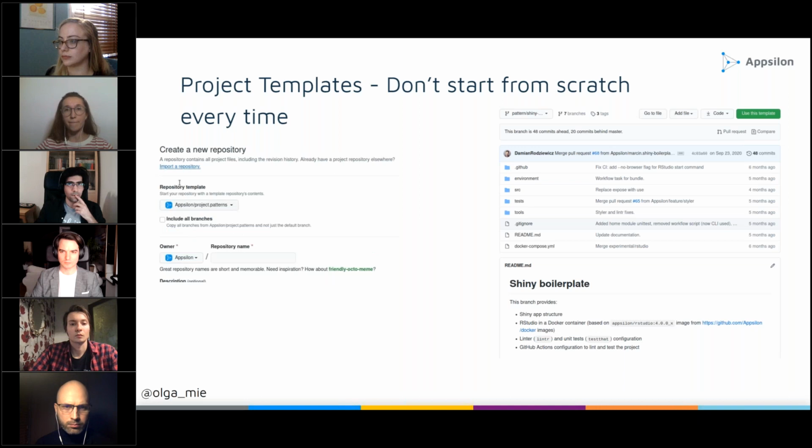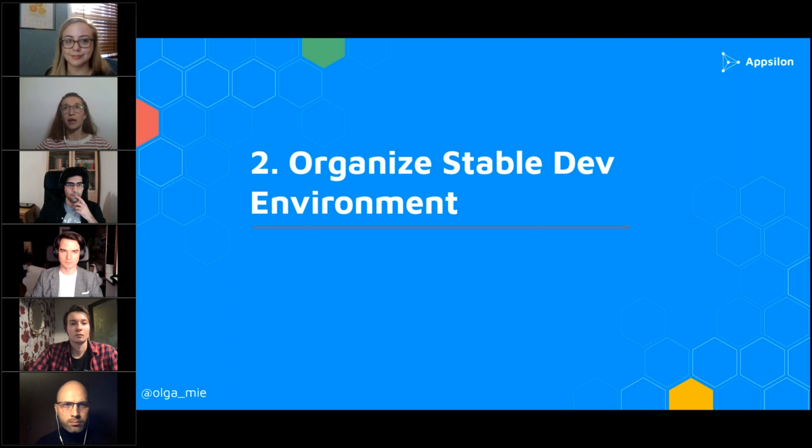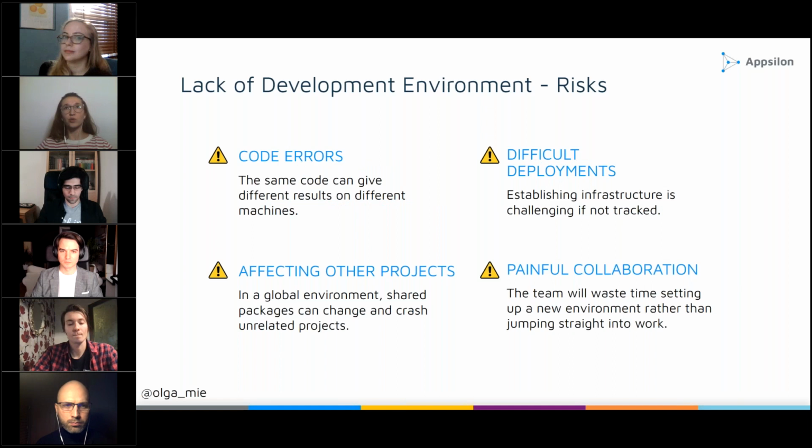Okay, so how should your development environment actually look? Let's start from the other way. So what happens if you don't take care of it? Development environment is a crucial part of working in R, and it's not only shiny specific. Otherwise, you can end up with the same code giving different results on different machines. Other projects can be affected, as in a global environment, a shared package can change and crash an unrelated project. You can imagine the deployment is long and difficult, as establishing infrastructure is challenging if it's not being tracked. And last but not least, the team will waste time setting up a new environment rather than jumping straight to work.